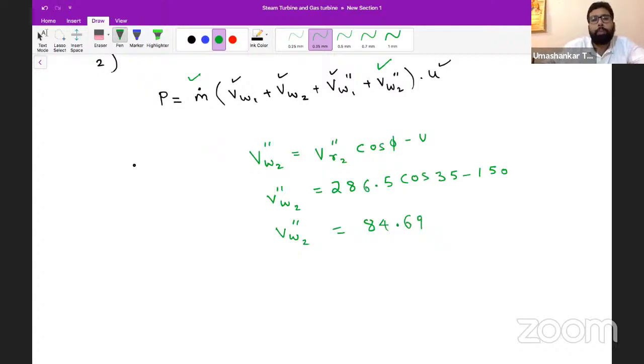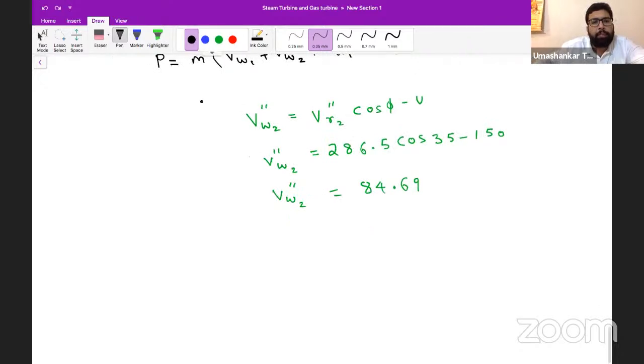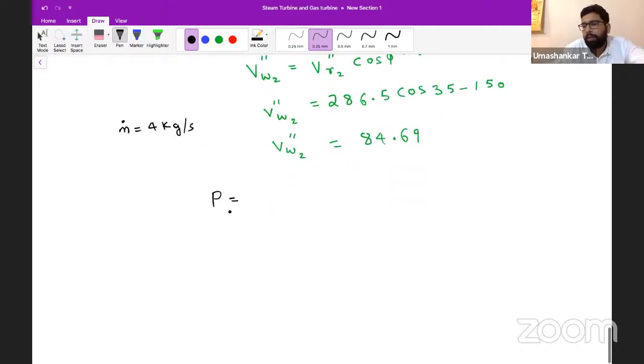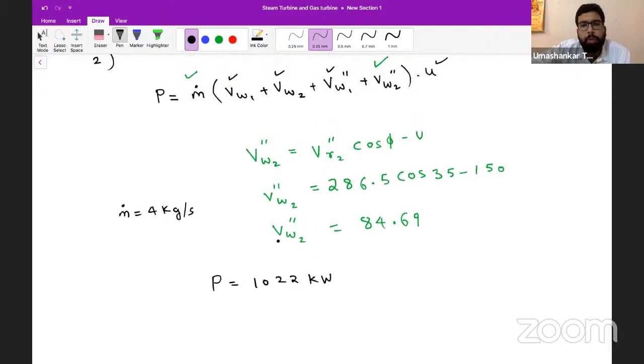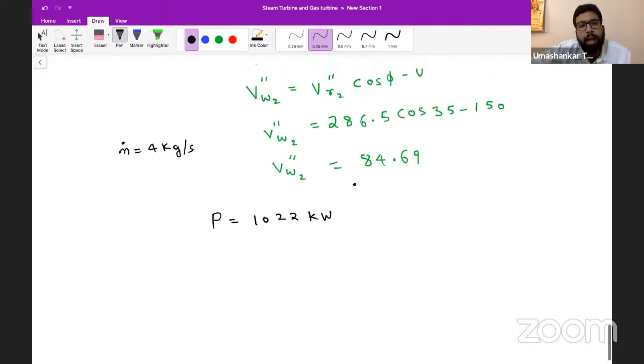So we can put all these values in the power, and I believe all of you can now find the power for me. M dot is given to be 4 kg per second. This is given to us. Can someone tell me the power after putting in all these values? So it is coming out to be 1022 kilowatts something. Got my point? So we have the power also.